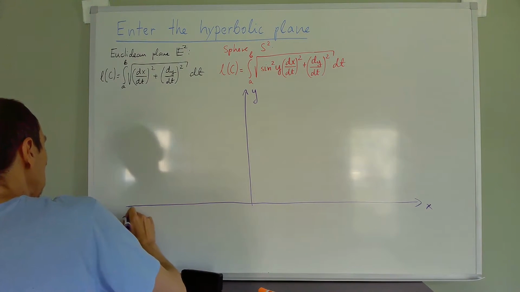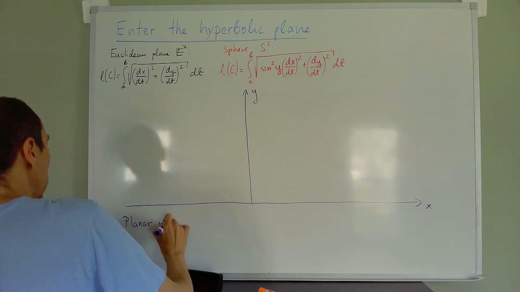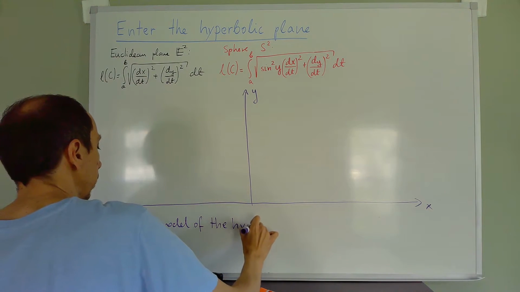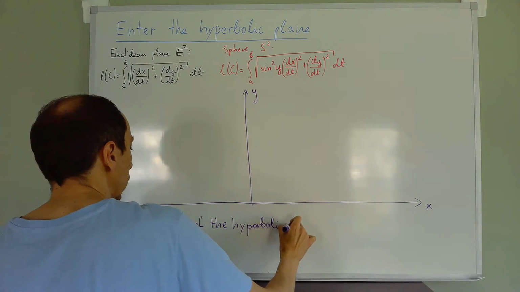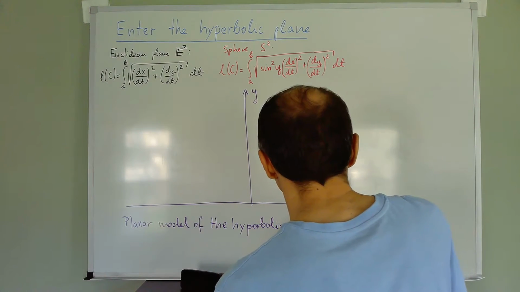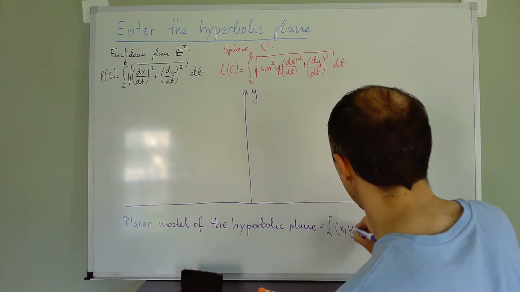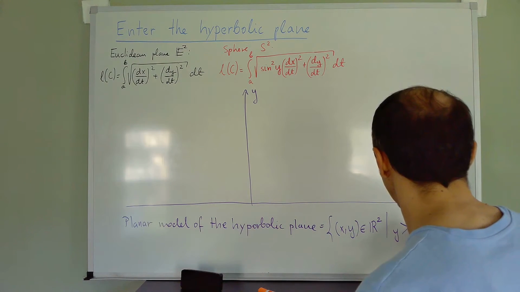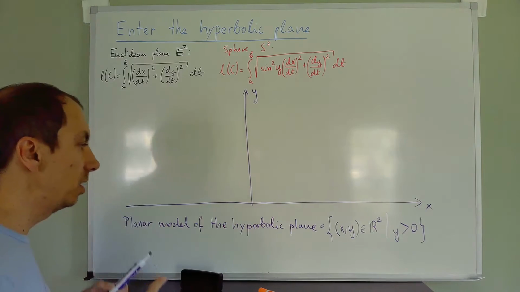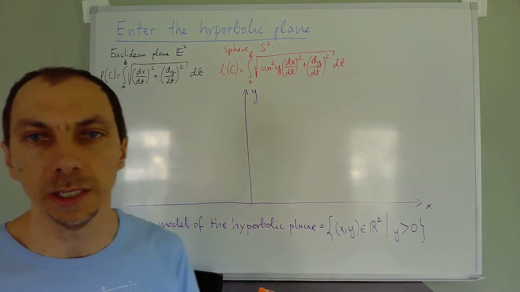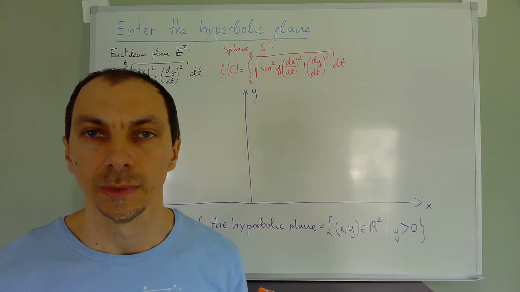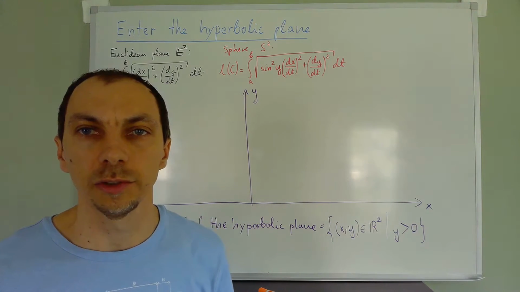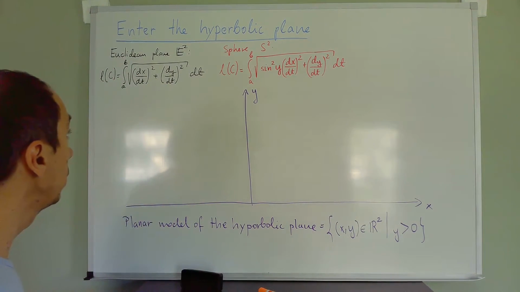So the planar model of the hyperbolic plane consists of the subset of R2 where y is strictly greater than 0. That means the x-axis is not part of the hyperbolic plane, only what's above the x-axis. And then I have to tell you how to measure distances on this hyperbolic plane.